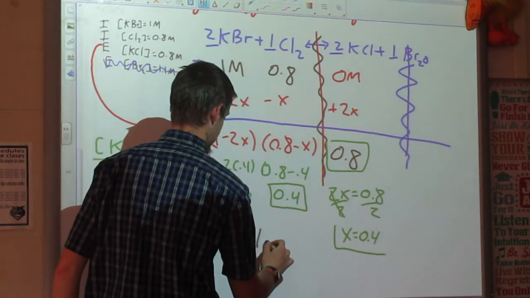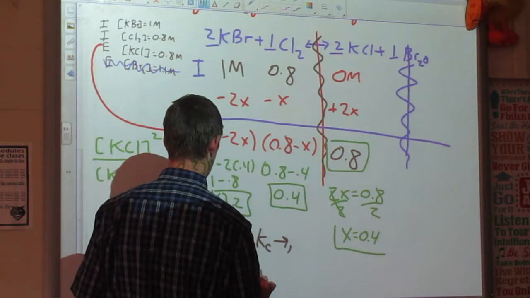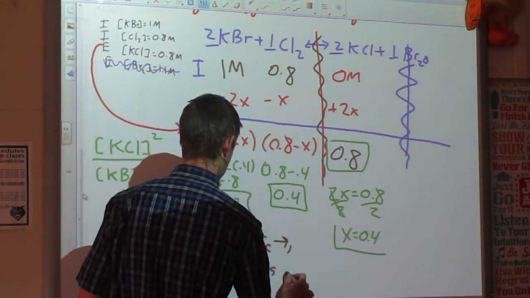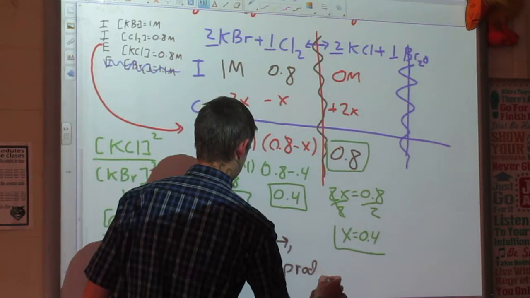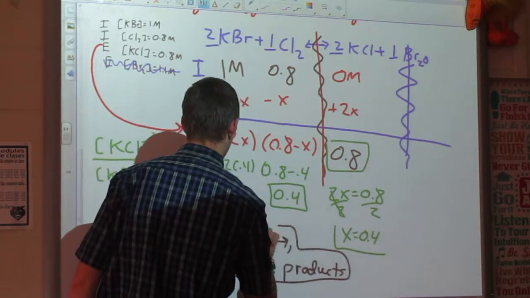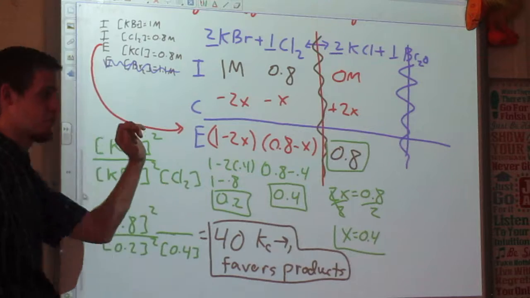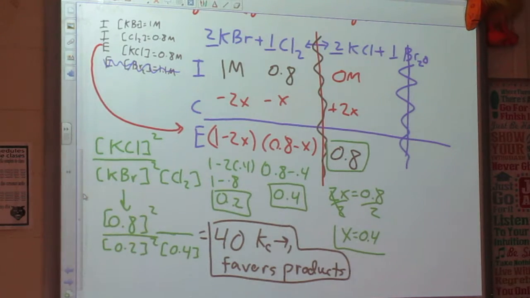Which means that K is going this way, favors products. Which means, man, this wants to make KCl. This is trying to do everything in its power. I gotta make KCl, potassium chloride. Let me get that salt.